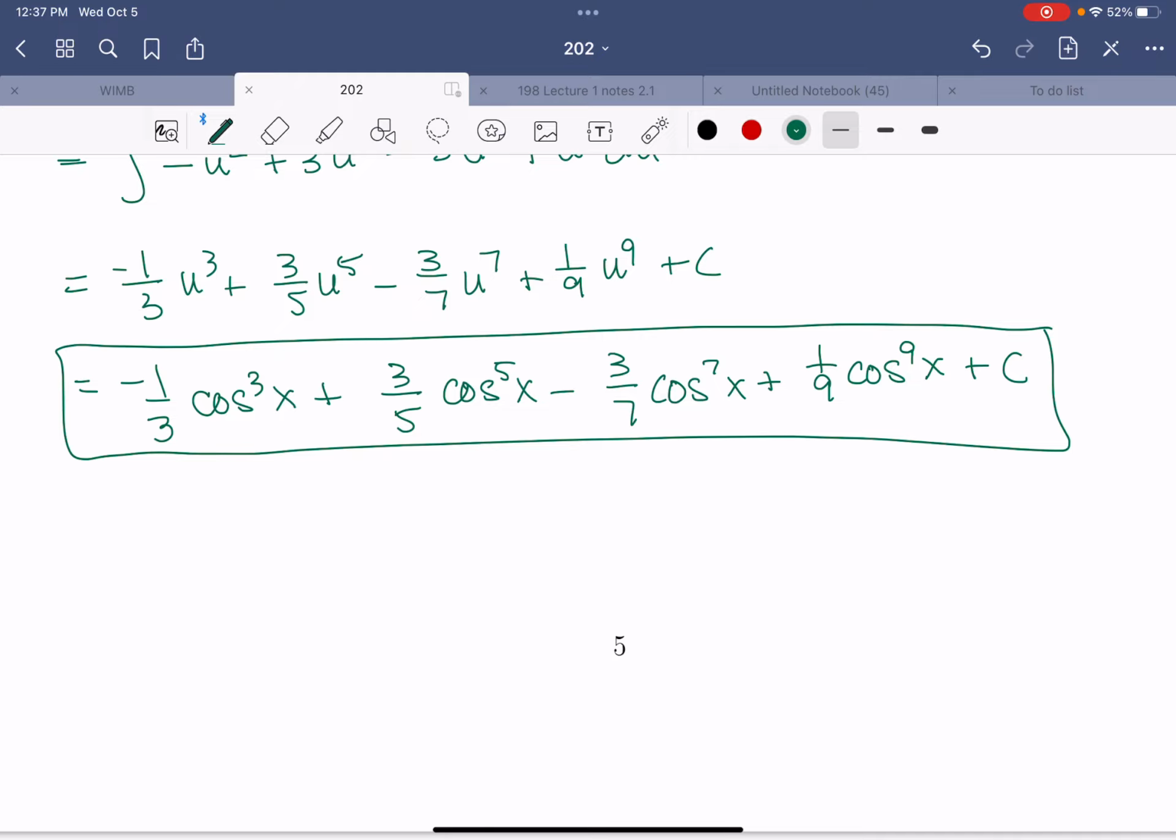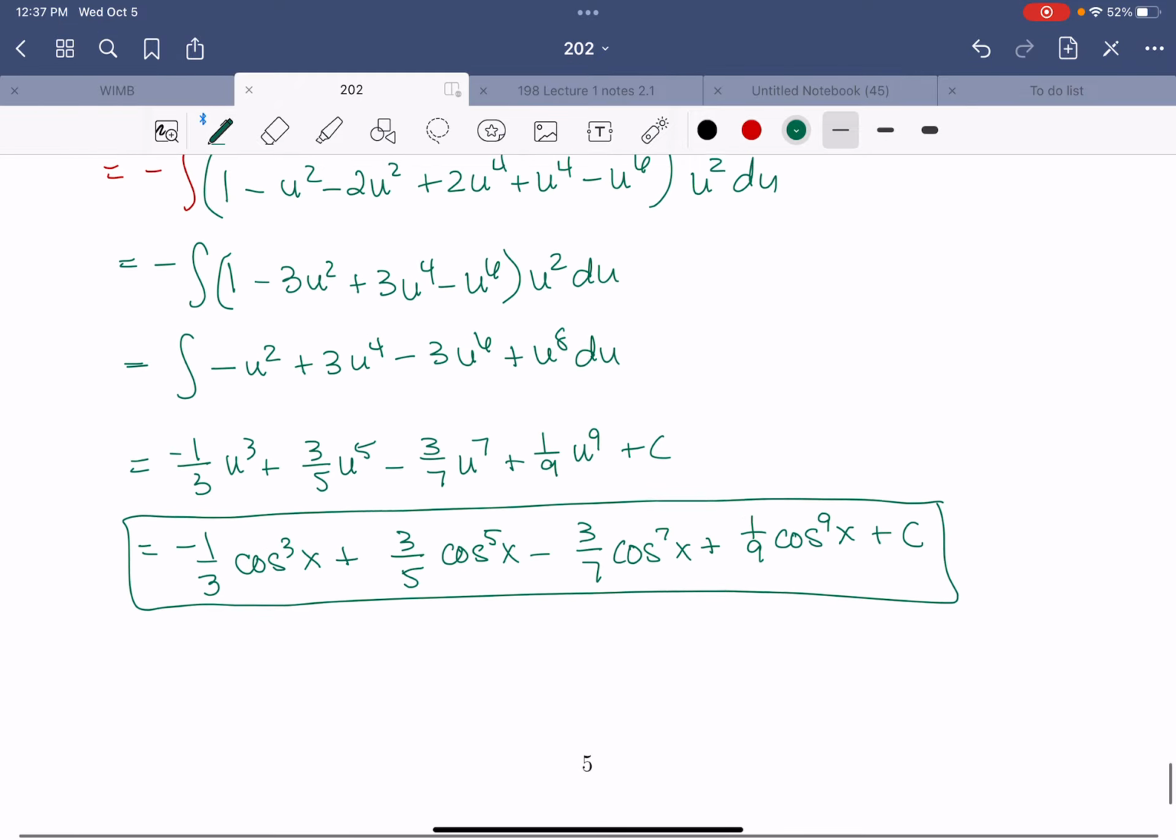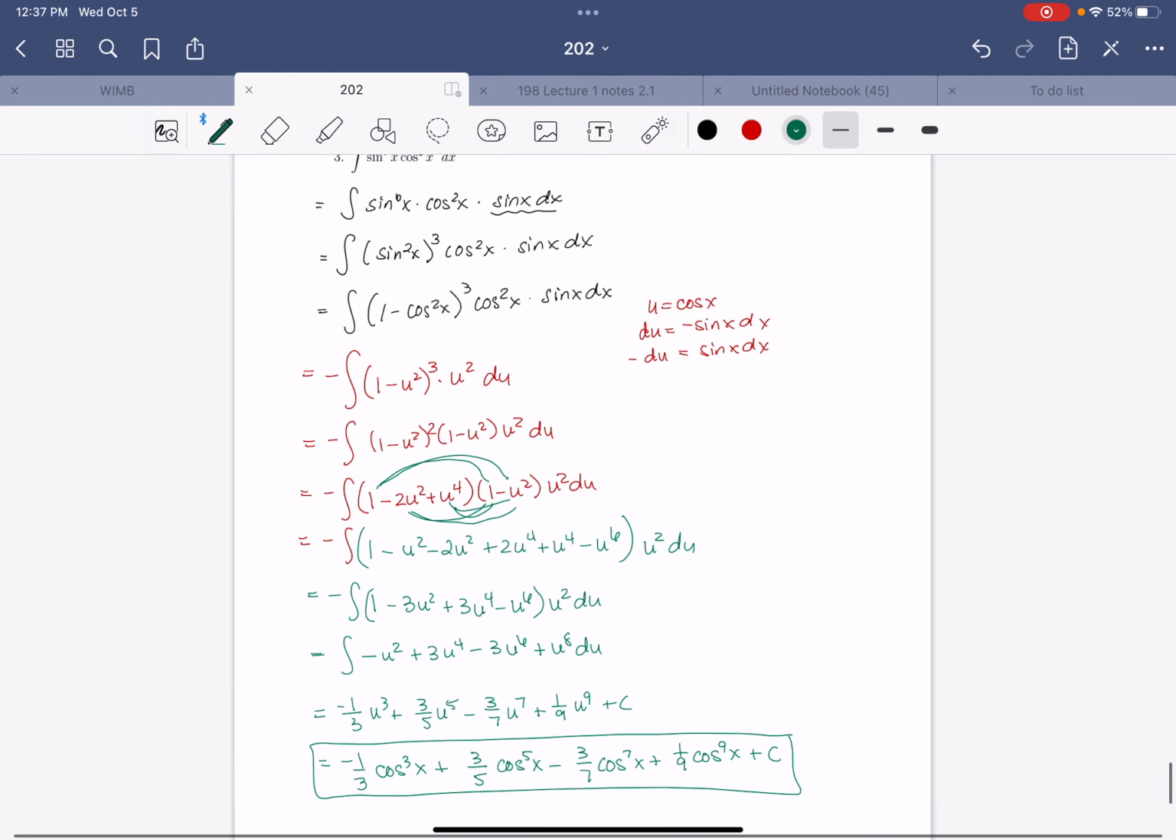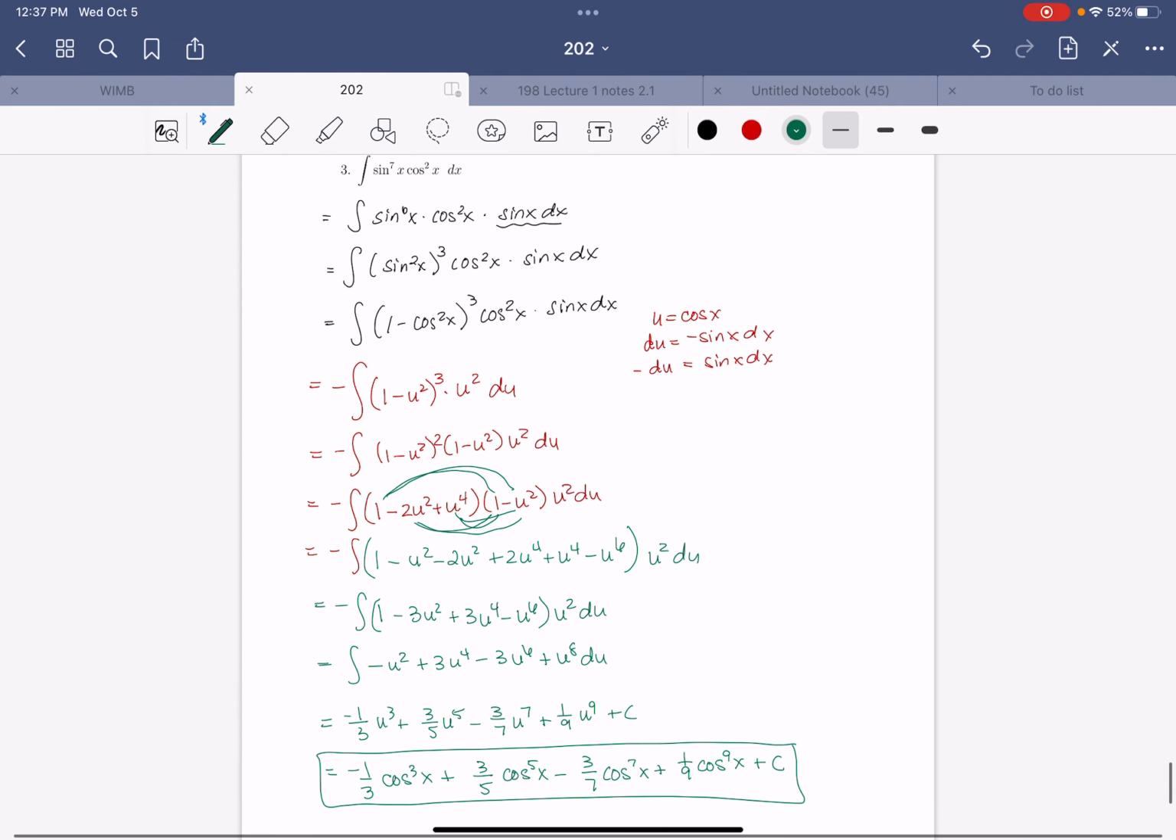All right, and that's where we stop, right? That's the end of our guided practice. So that one had quite a bit going on, but it always starts from separating one of the odd power terms and moving it over with the dx, converting everything else to the opposite trig function, and you can go from there.